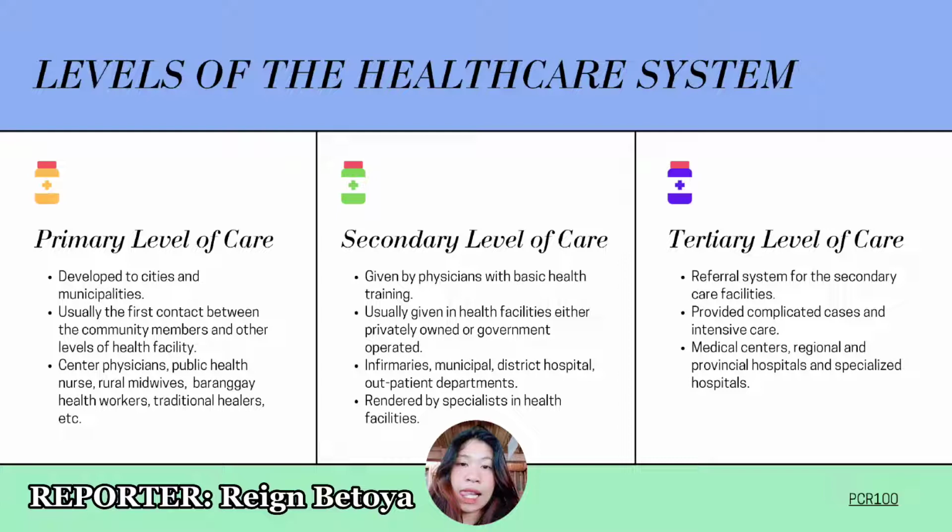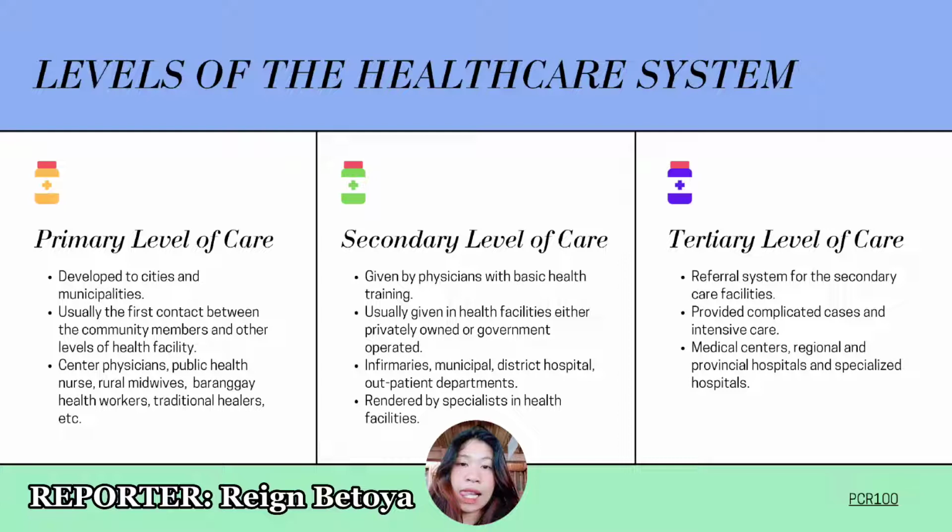Next is tertiary level of care. Under this level are referral systems for the secondary care facilities, provided complicated cases and intensive care: medical centers, regional and provincial hospitals, and specialized hospitals. If you are hospitalized and referred for a high level of specialty care, your doctor may refer you to tertiary care. Tertiary care requires higher specialized equipment and expertise. And those are the levels of the healthcare system.